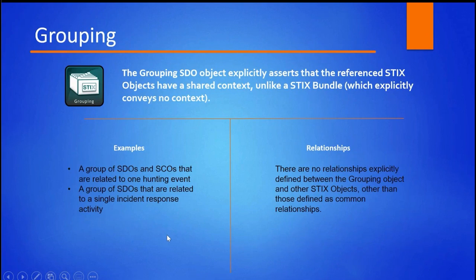I've just added a few more. I actually have this same kind of diagram for all of the data objects, but we're limited in time, so I just wanted to give a few more of these examples. I've already mentioned that they're not like bundles, because bundle doesn't convey any context, whereas grouping does. And there are no explicit relationships between the grouping object and other STIX objects other than those defined as common relationships.